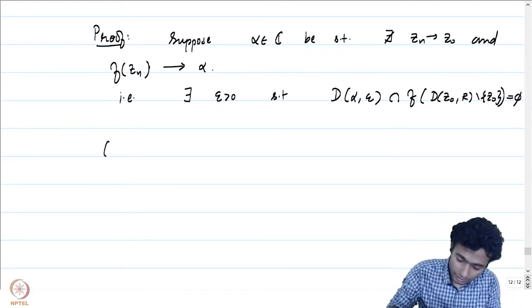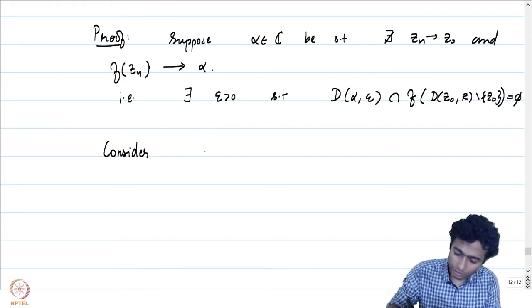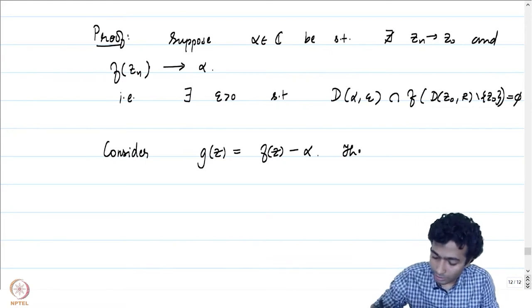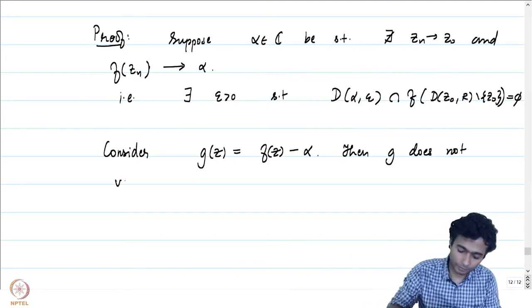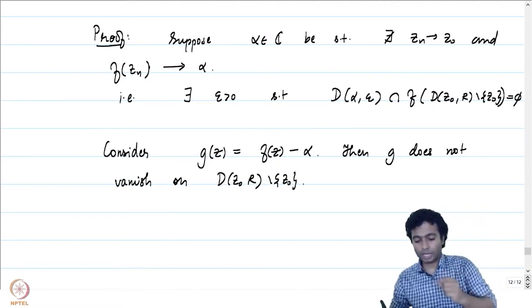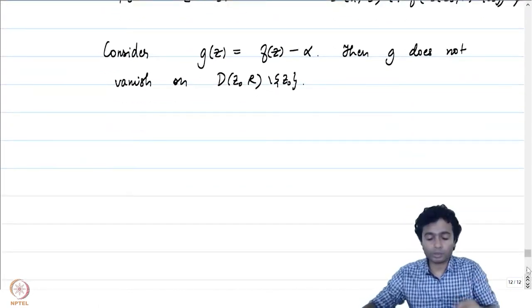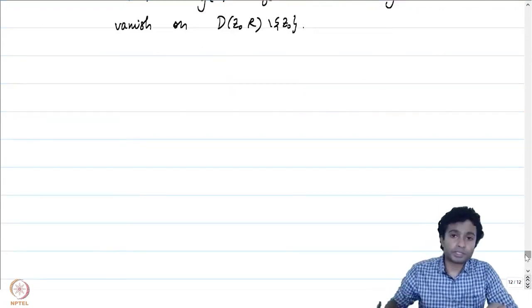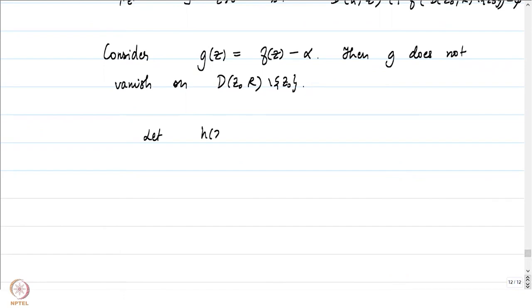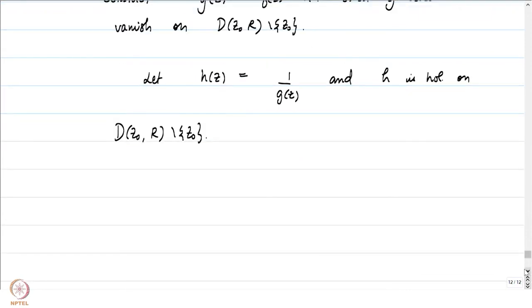And hence, if you consider the function, let us call it g of z is equal to f of z minus alpha, then g is a function which does not vanish on D(z0, r) minus z0. We do not have a 0 of the function g in D(z0, r) minus z0. Because this function does not vanish here, let us invert it. So, let us define h of z to be equal to 1 by g of z. And if you notice, h is holomorphic on D(z0, r) minus z0. Now, let us explore what type of a singularity z0 is to h.